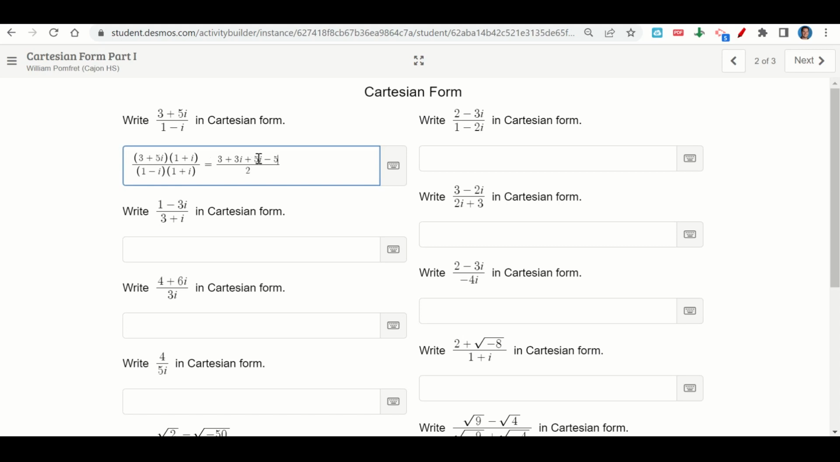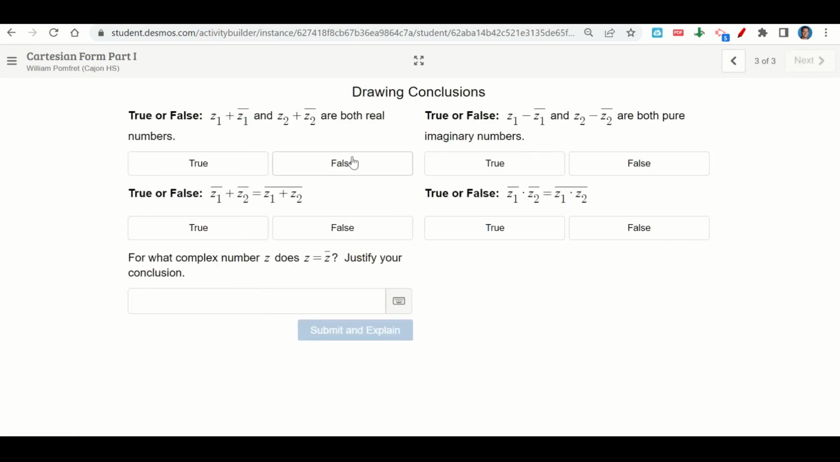So now we can just combine like terms. We have 3 minus 5 is negative 2, and 3i plus 5i is 8i. Now we can divide both top and bottom by 2 to cancel that out. So we get negative 1 plus 4i. And that would be our solution. And you'll do that for each of these. You'll clear the denominator by multiplying by the conjugate and then just simplify. And we'll continue to do that for each of these.